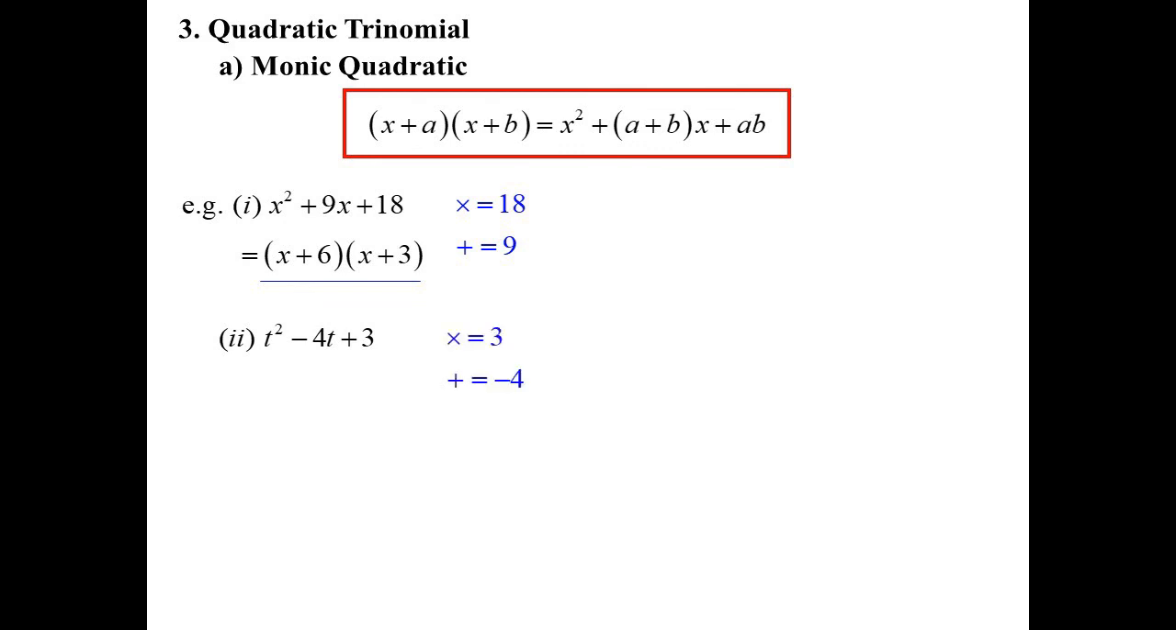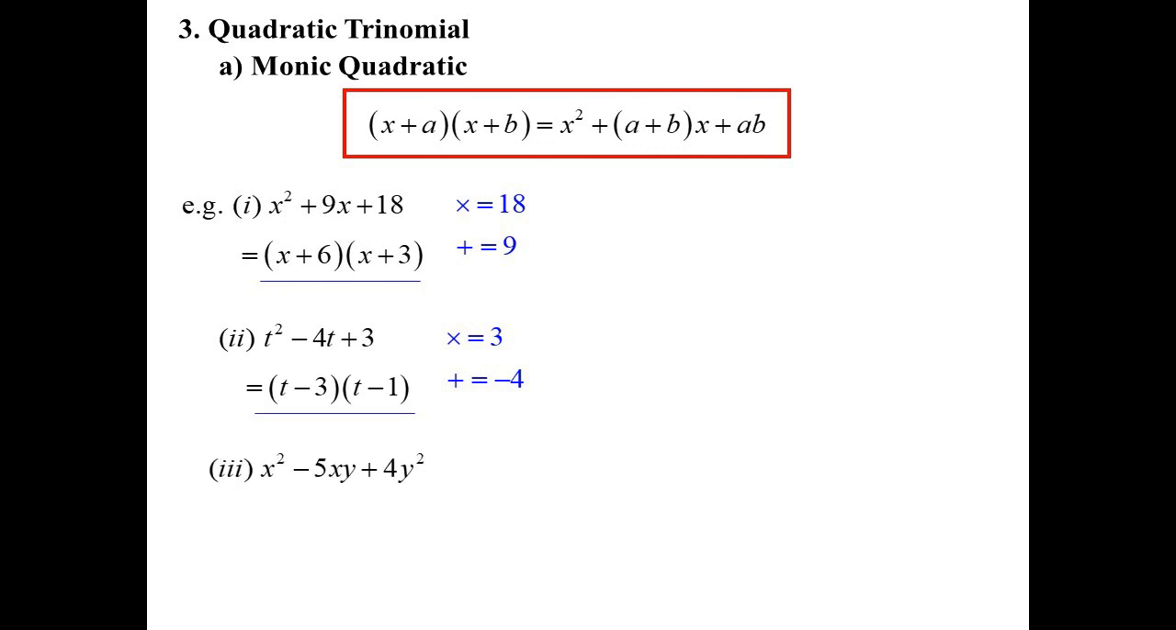Doesn't have to be x, of course. Multiplies together to give 3, adds together to give negative 4. So in this one, we know it's going to be two negatives multiplied together because they multiply to give a positive, but they add to give a negative. Multiply to give 3, add to 4. Oh, 3 is a prime number. It's lovely when it's prime numbers, isn't it? Because there's not much choice. 3 and 1, t minus 3, t minus 1.